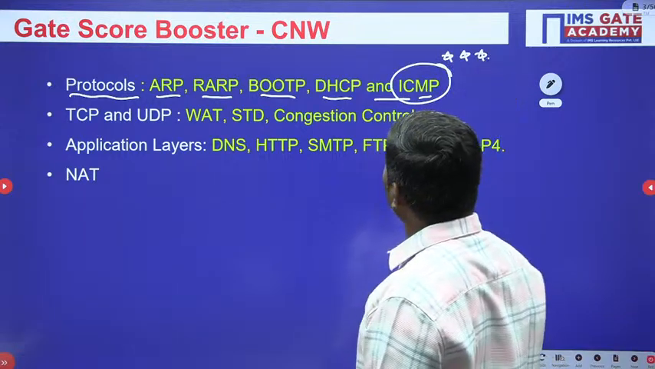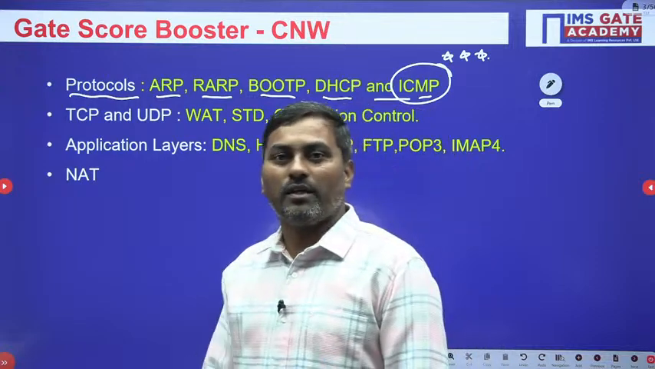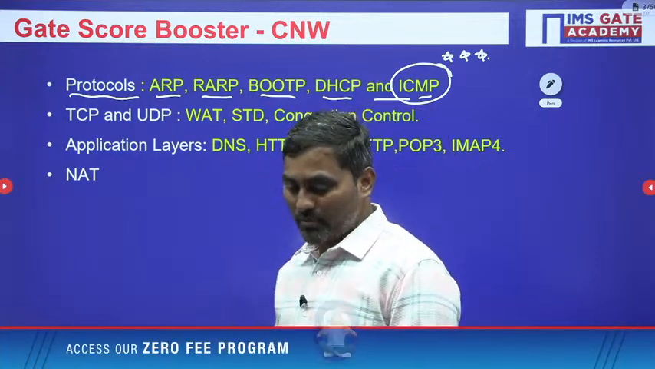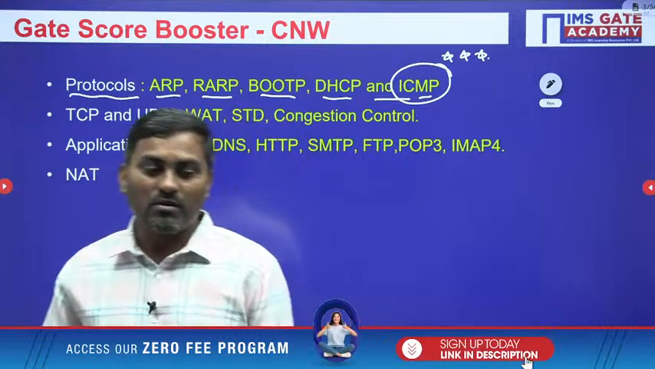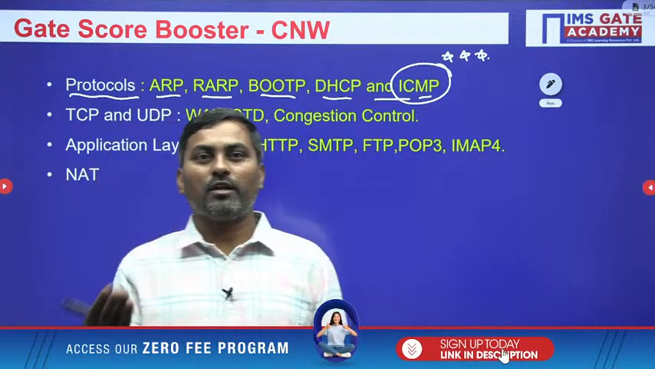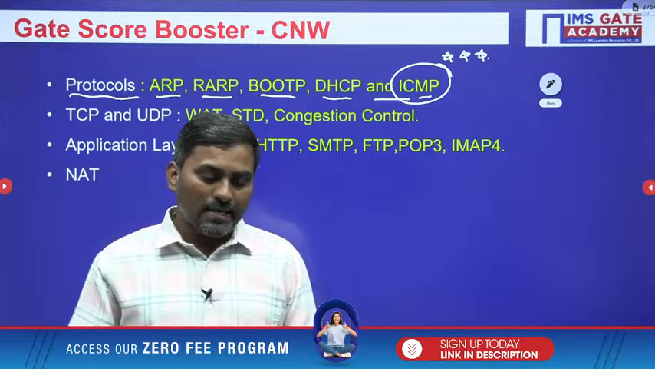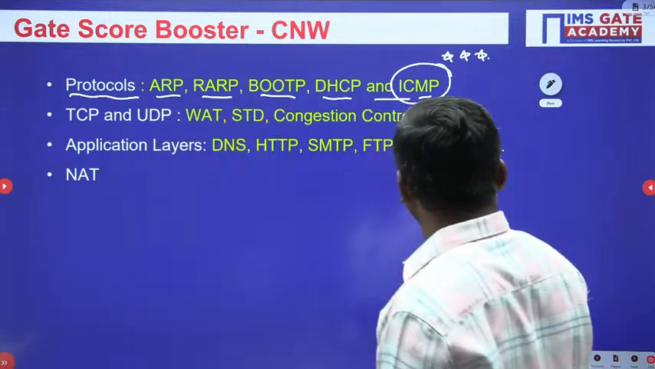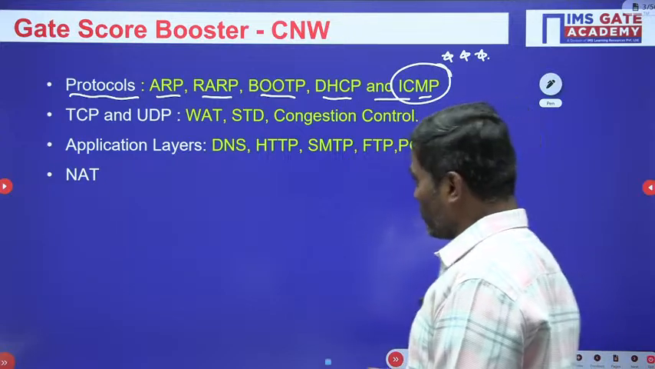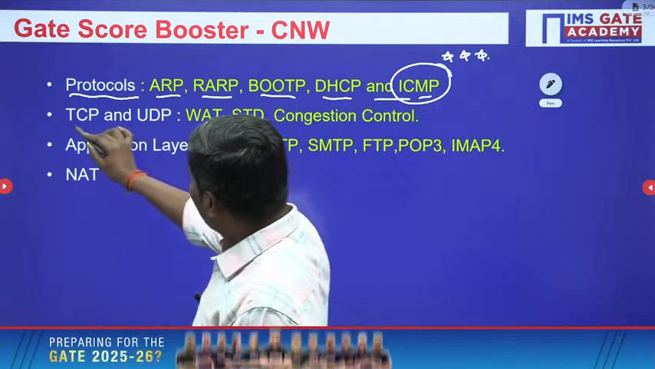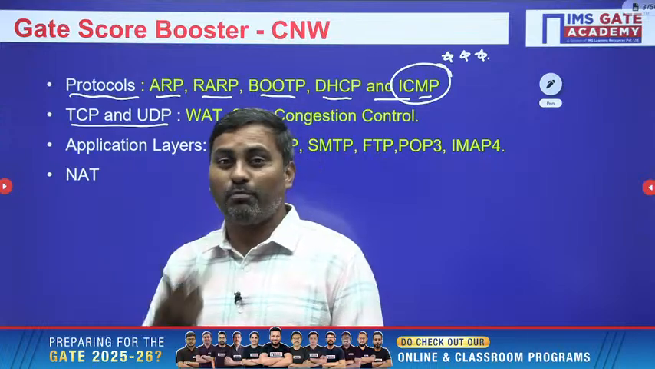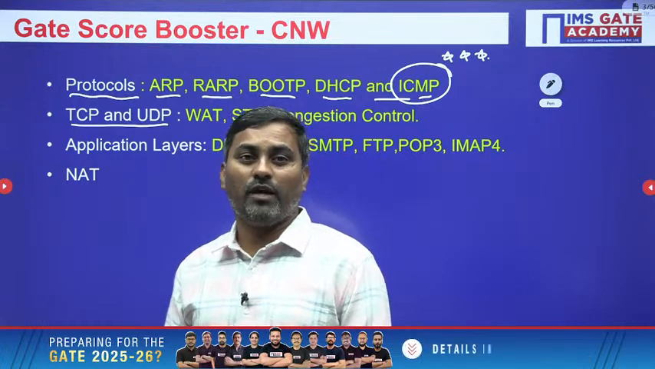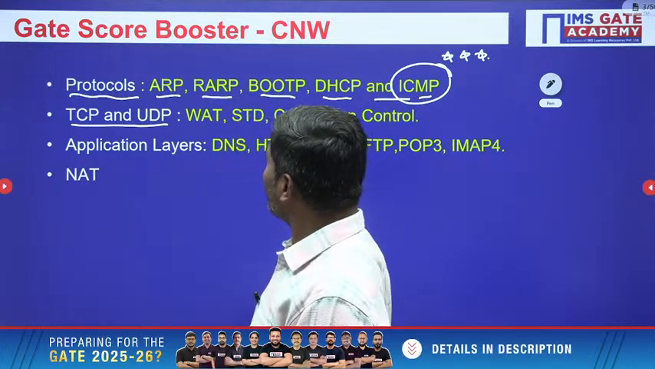It has a lot of roles, especially two categories of use. One is error reporting to the source, as well as getting some information; debugging the network can also use ICMP packets, which can be generated by the source. Coming to the transport layer, we have two important protocols: TCP as well as UDP.